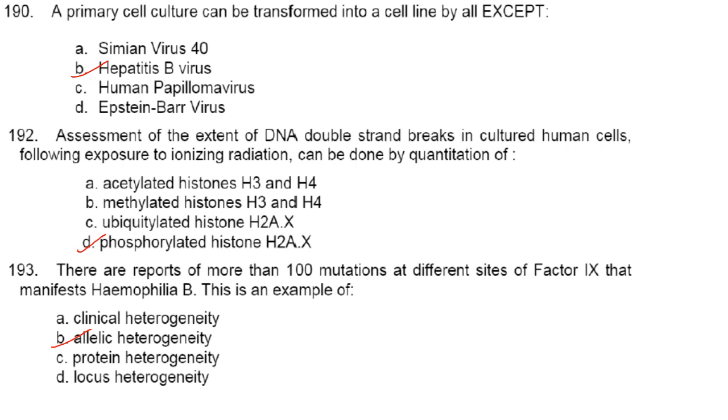And H2AX is required for the concentration and stabilization of DNA repair proteins and plays a role in both non-homologous end joining and homologous recombination repair pathways. So phosphorylated histone H2AX quantification. Answer is option D. Then next one. There are reports of more than 100 mutations at different sites of factor 9 that manifest hemophilia B. This is an example of allelic heterogeneity. Answer is option B.